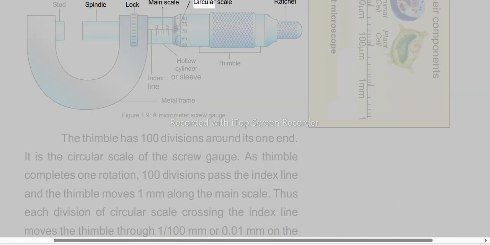Spindle. Main scale. Circular scale. Ratchet. Metal frame. Lock. Hollow cylinder or sleeve. Thimble. Stud. Index line.